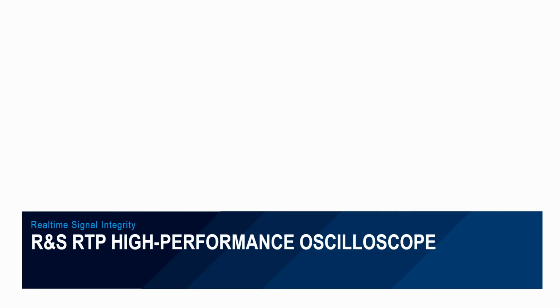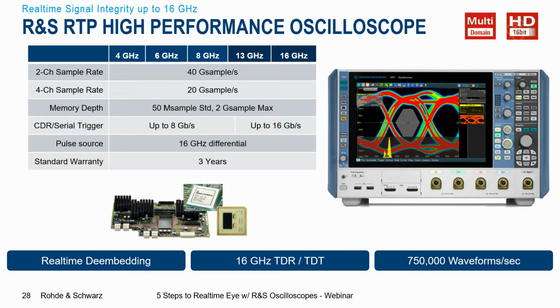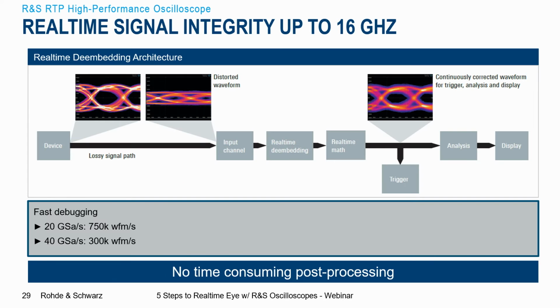Now let's have a look at the oscilloscope that is behind all these innovative functions. It's our RTP oscilloscope. There we have different models with bandwidth from 4 GHz up to 16 GHz. You can see the respective sampling rate of 40 gigasamples per second, and the memory depth goes up to 2 gigasamples as a maximum. We have 2 different options of clock data recovery, so up to 16 gigabit, supporting the 16 gigahertz oscilloscopes, and so on. Let's also have a final look at the architecture of this oscilloscope.